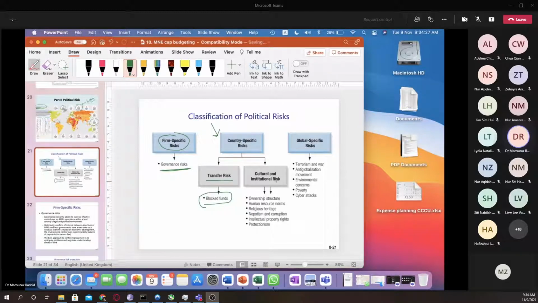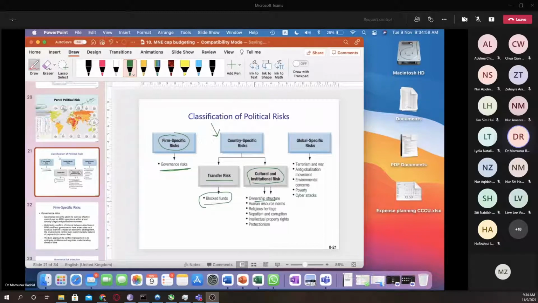Cultural and institutional risk. These are also connected to a country. Remember, I told you cultural risk, cultural shock, can be a systematic risk. So, for example, ownership structures. Some countries have unique ownership structures. For example, in Brunei, Malaysia, Indonesia, in Southeast Asia, if you want to own a business as a foreigner, a local has to be the real owner, unless you are a listed company.